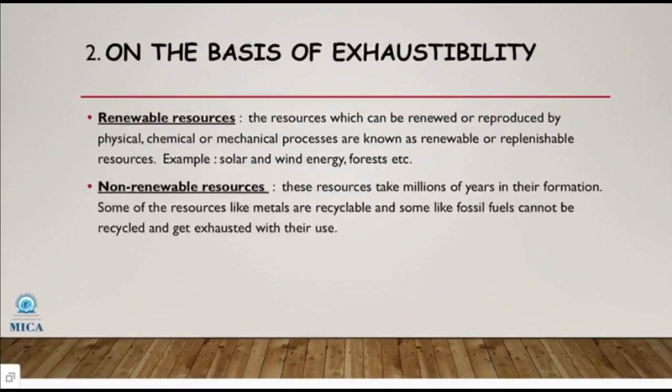On the basis of exhaustibility, renewable resources. The resources which can be renewed or reproduced by physical, chemical or mechanical processes are known as renewable or replenishable resources. Example, solar and wind energy, forest, etc. Non-renewable resources. These resources take millions of years in their formation. Some of the resources like metals are recyclable, and some like fossil fuels cannot be recycled and get exhausted with their use.